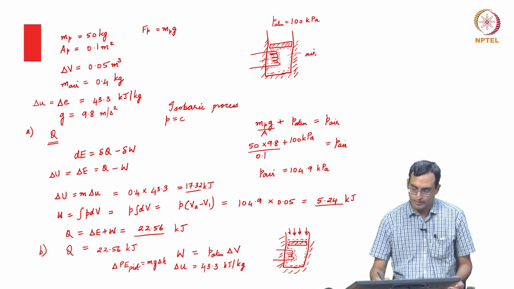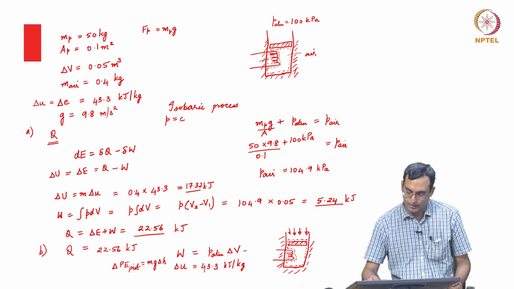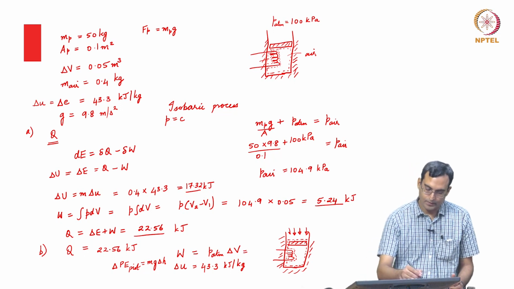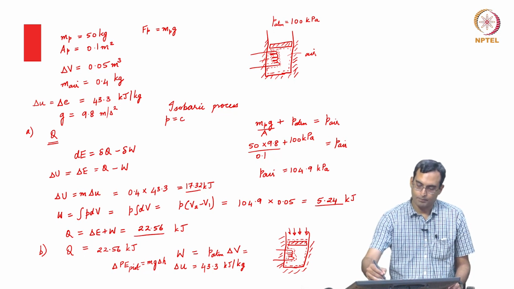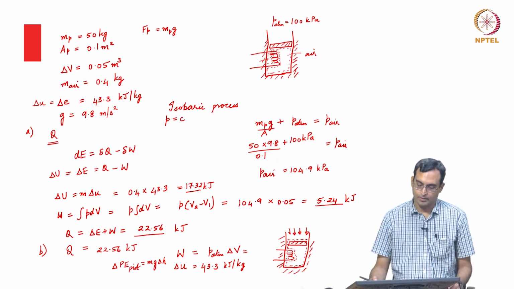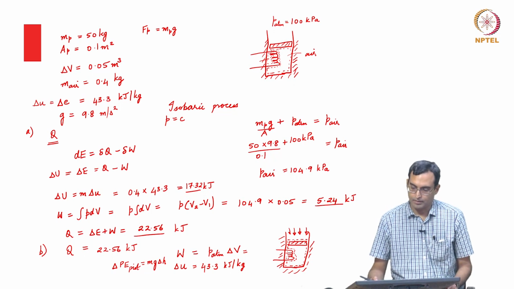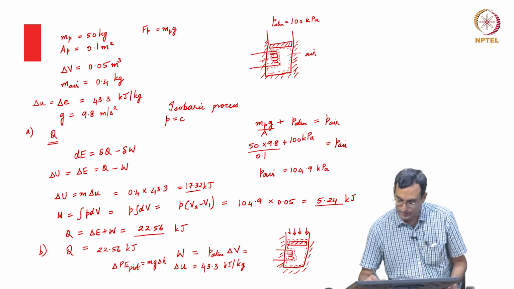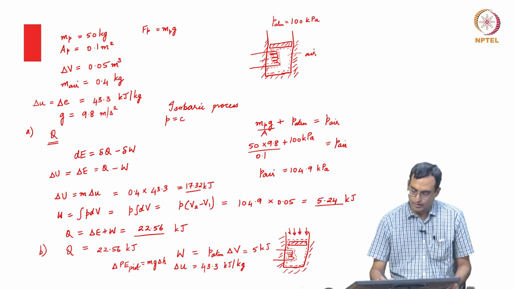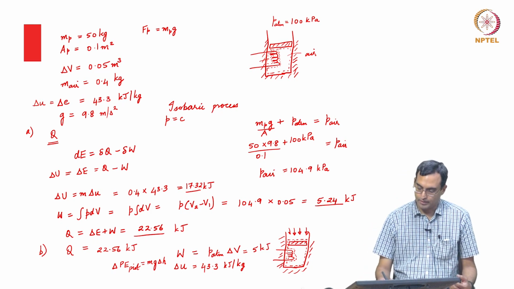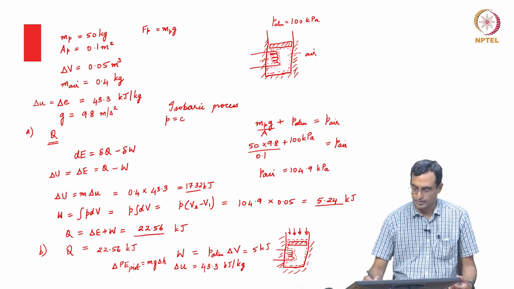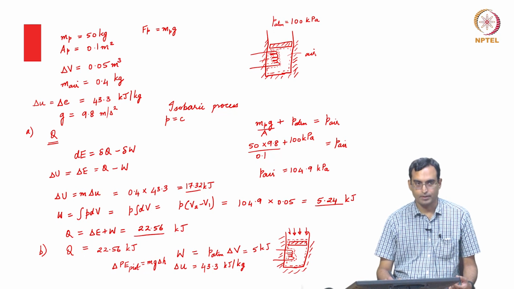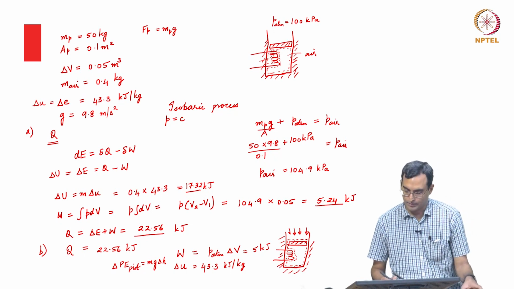So, we could calculate it. So, this is easy to calculate. Delta V is given as 0.05, and we have the air pressure as 100 kilopascals. So, that is 0.05 into 100, which is essentially 5 kilojoules. Over here, what we have is m into delta U, the change in internal energy of the air, plus mg into delta H for the piston, which would be the change in energy of the piston.